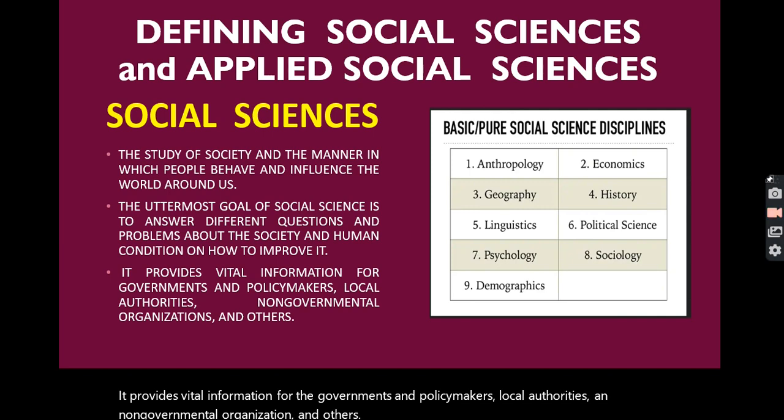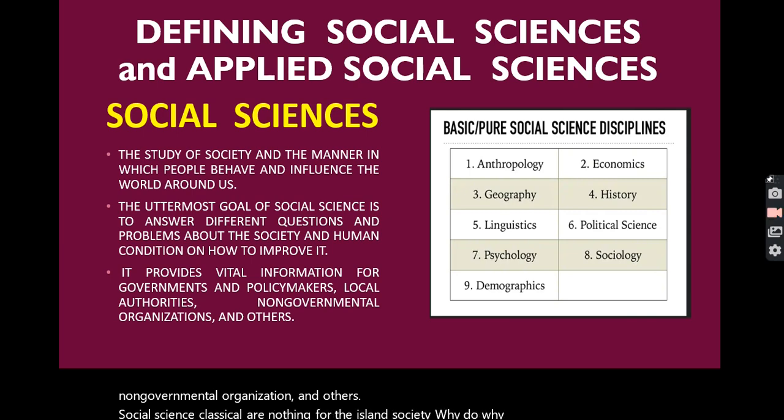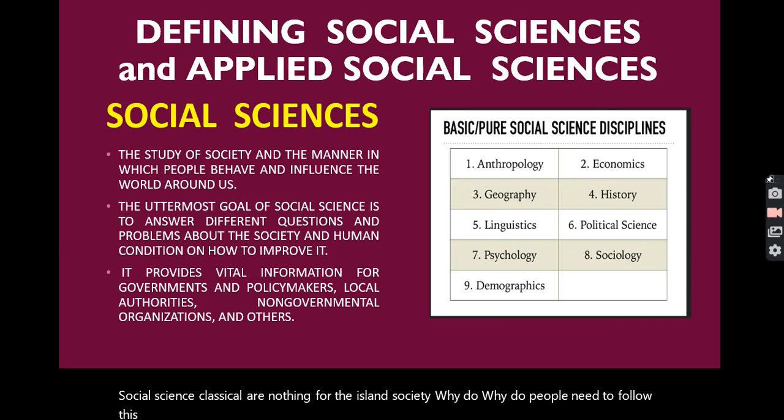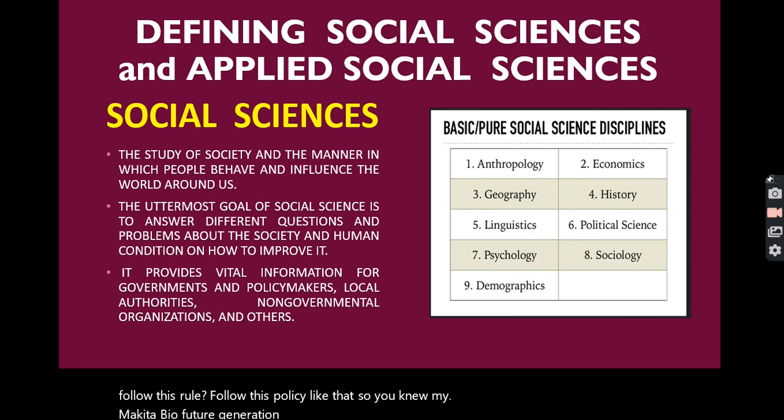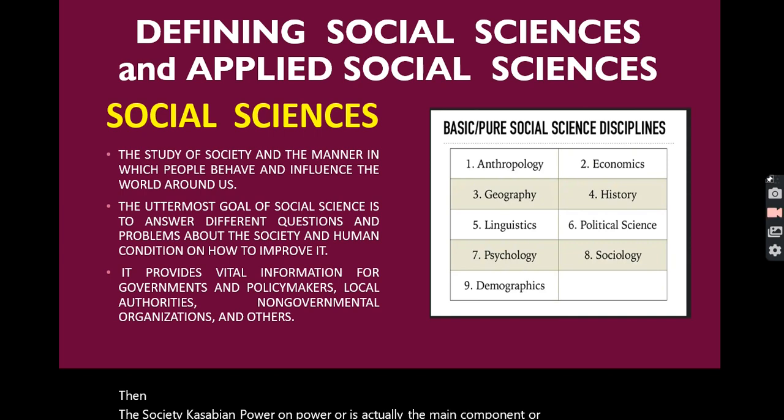Sa social science kasi kailangan nating pag-aralan yung society, why do people need to follow this rule, follow this policy, like that. So yun yung mga kailangan nating makita kayo, kasi kayo yung future generation ng ating bansa. Kailangan malaman natin paano ba nakakaapekto yung mga tao sa society, kasi ang tao is actually the main component, sila yung bumubuo ng society.